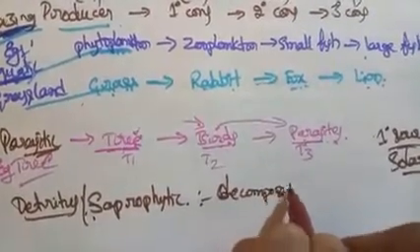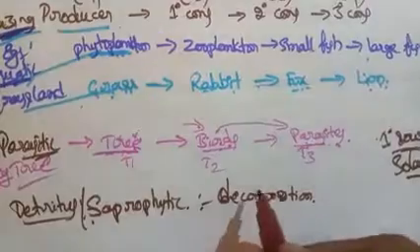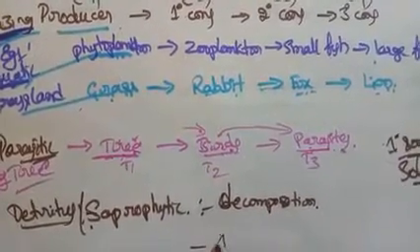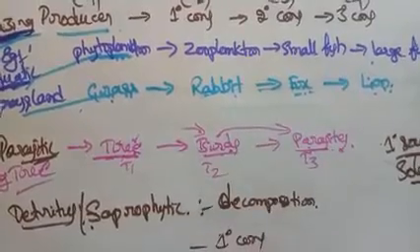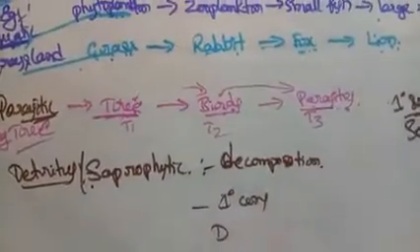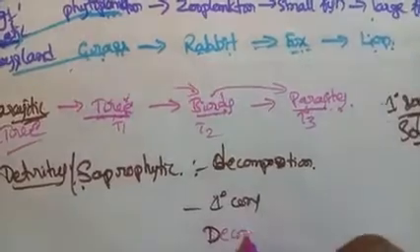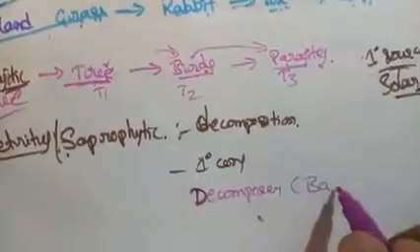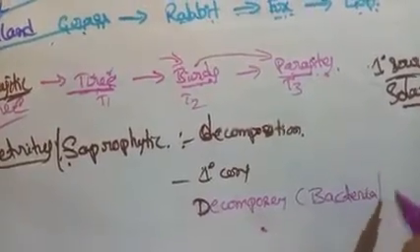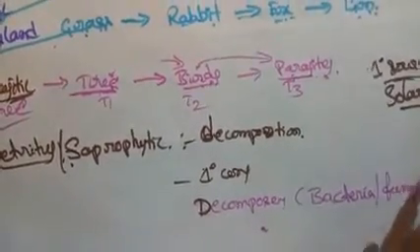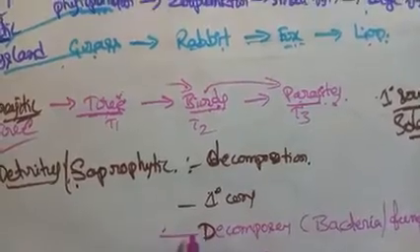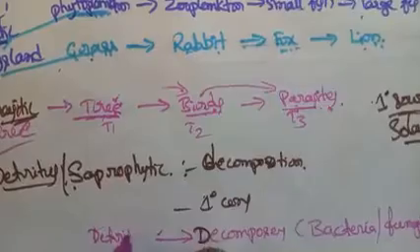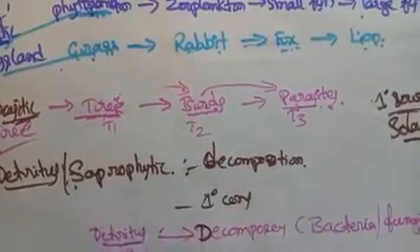Hence here decomposers are the primary consumers. Decomposers are nothing but bacteria or fungi. They are dependent on dead and decaying parts, that is the detritus we discussed in the last video.